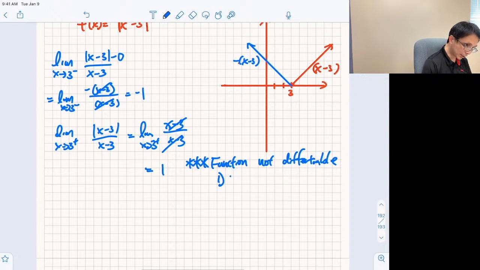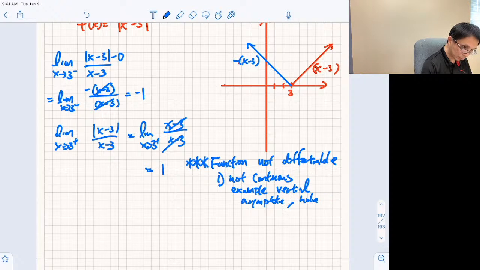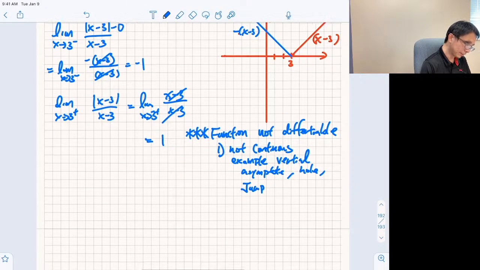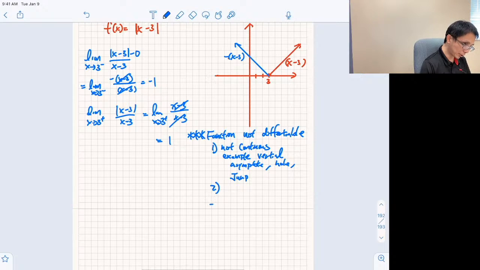At a place where it is not continuous, for example, a vertical asymptote, the hole, or a jump discontinuity, or jump. The second and third situations are kind of important. They are the ones that they always test on. It's the second and third.